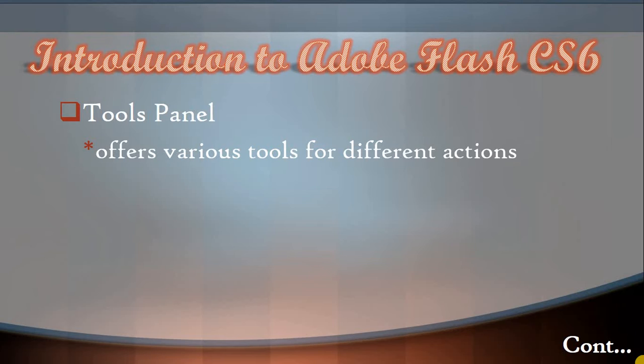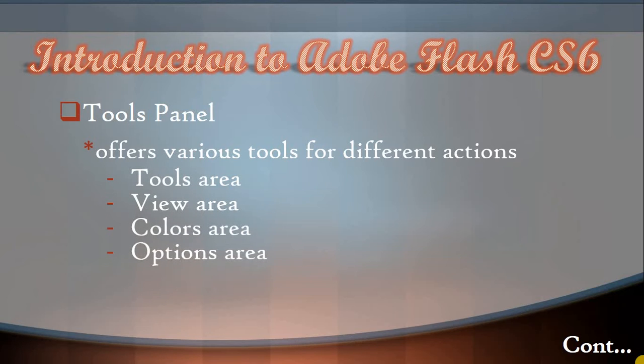It is divided into 4 sections. They are the tools area, view area, colors area and options area. The tools area contains tools for drawing, painting and selecting regions. The view area contains tools for zooming and moving the view of the objects. The colors area contains modifiers for the settings of line color and fill color of the objects. The options area displays the modifiers for the tools that are currently selected.